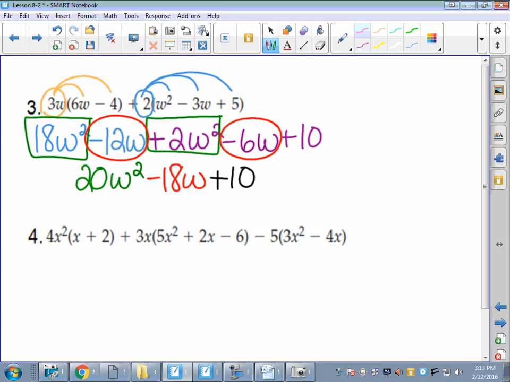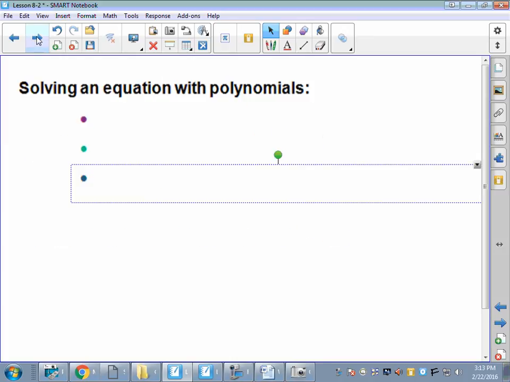So that feels a little bit like old stuff, distributive property, combining like terms, only now we're adding in those exponents on our variables. So we're going to solve some equations along with those. So solving an equation with polynomials. So first thing, if you see parentheses, distribute. That's your big sign, right? We always know we've got to get rid of parentheses, so we're going to use the distributive property.